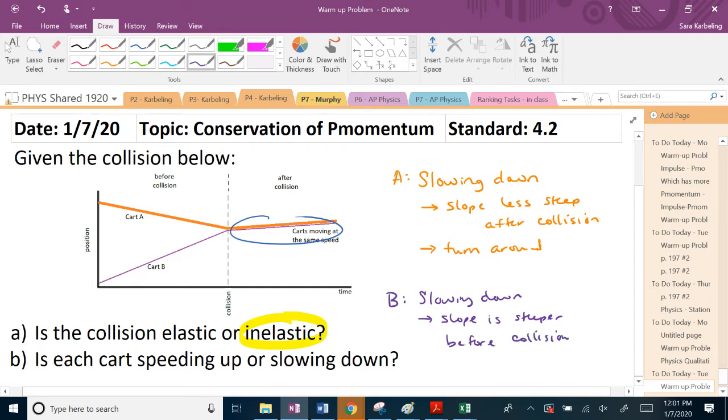Awesome. Bonus question time. Is cart B turning around or going the same direction the whole time? Same direction the whole time. How do you know it's the same direction? Go, Olivia. Velocity is always positive. That means it's always going away from where it started, right? Yeah, yeah. So it's going to go the same direction.